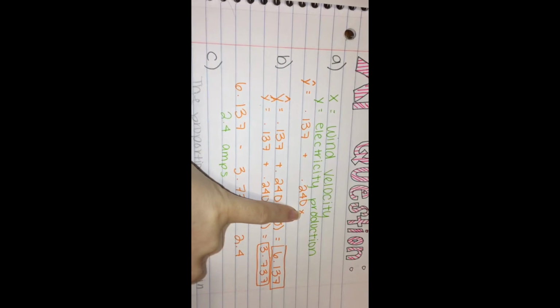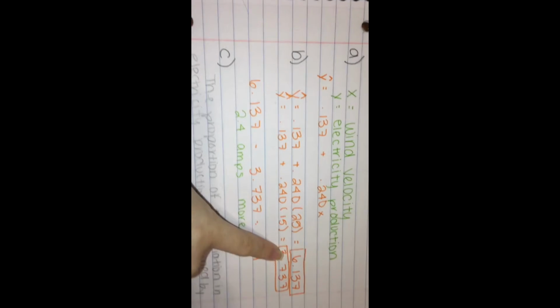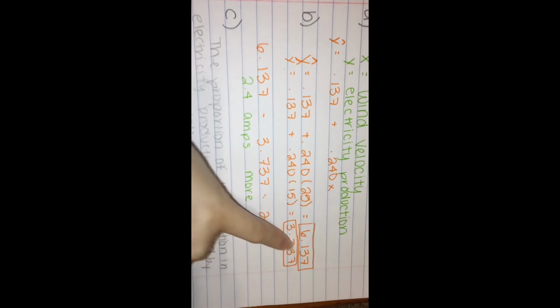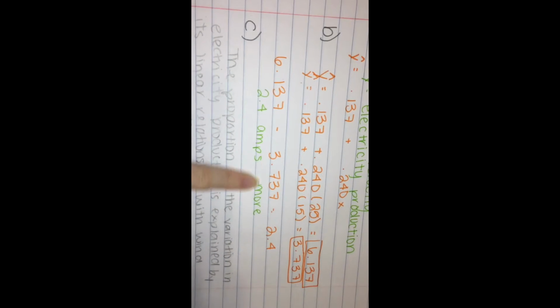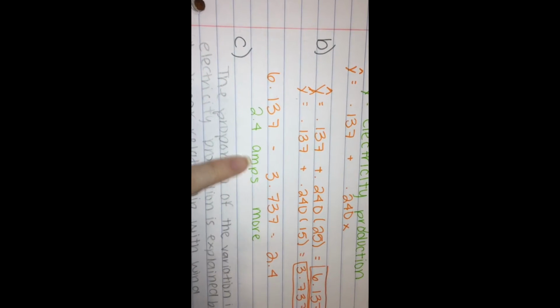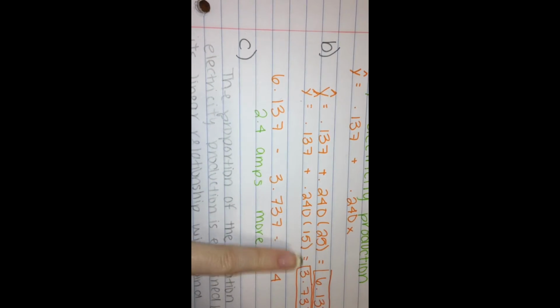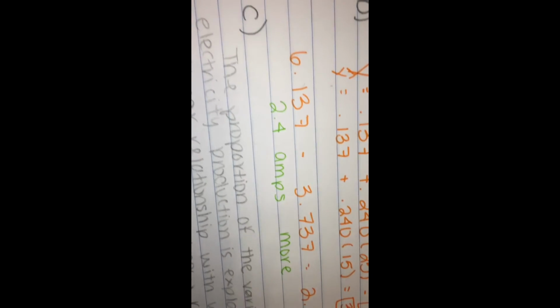Part B asked us how much more electricity the windmill would be expected to produce on a day when the wind velocity is 25 miles per hour than on a day when the wind velocity is 15 miles per hour. So to solve this, x is wind velocity, so you plug in 25 and 15, and you get 6 point whatever and 3 point whatever, and then you simply subtract them to get 2.4. And we have to remember our unit, so the 2.4 is in amps, so the wind that is 25 miles per hour produces 2.4 more amps than the wind that is 15 miles per hour.